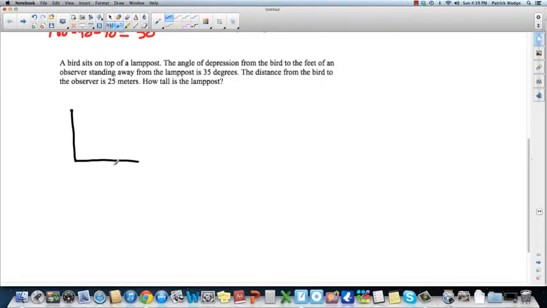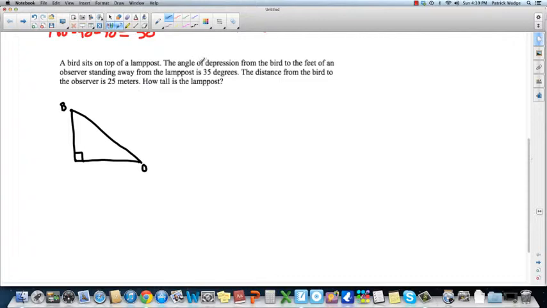The angle of depression from the bird to the feet of an observer. The feet of the observer. Well, the feet of the observer are down there. So basically, whoa, it's a terrible triangle. But hopefully you get the sense. Here's the bird, B for bird. Here's the observer, O for observer. This is the lamppost. This is the ground. We end up with a right angle here.